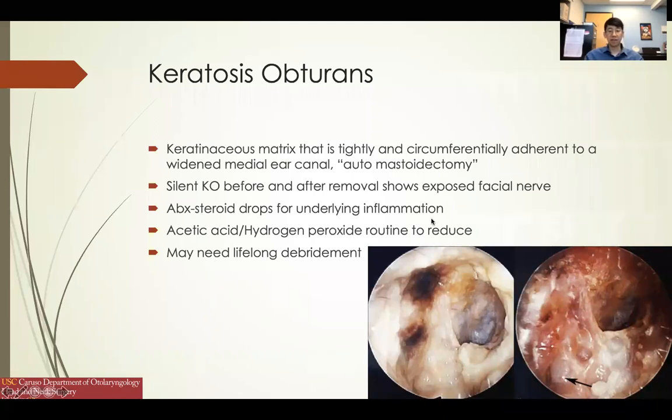We would treat the underlying inflammation with topical drops, vinegar and/or hydrogen peroxide. Irrigations can routinely help reduce the buildup of keratosis obturans, but patients often need lifelong debridement so that this doesn't progress.